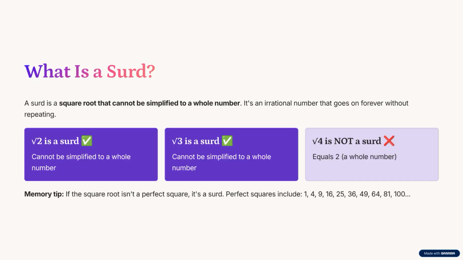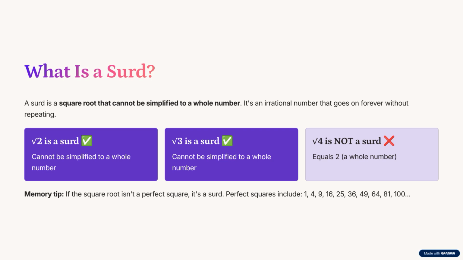What is a surd? First things first. What is a surd? A surd is a square root that cannot be simplified to a whole number. It might help to think of it as a root that just stays rooted. It won't turn into a nice, neat number. For example, the square root of 2 and the square root of 3 are surds, because if you try to simplify them, they will never become whole numbers. They just stay as they are.